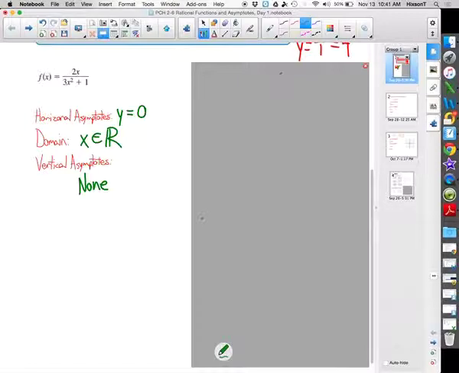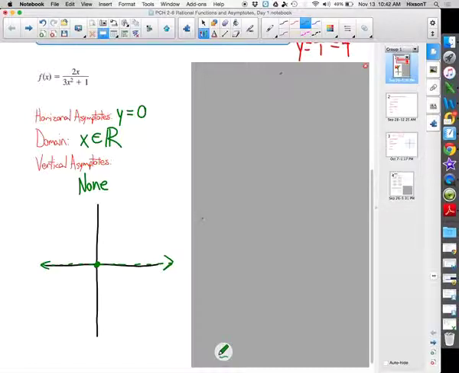Now, if I were to sketch this, you can see here that there is a horizontal asymptote on the x-axis. However, what would you get for a y-intercept? 0. So I have a horizontal asymptote here, but I'm crossing it at (0, 0). If you were to find some other points, this is what this whole graph would look like.